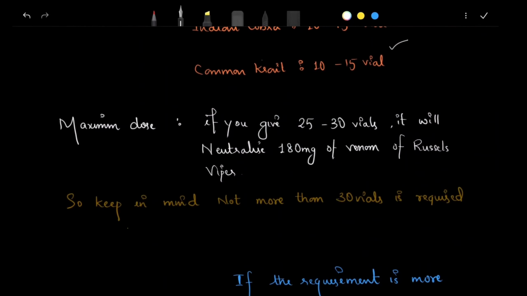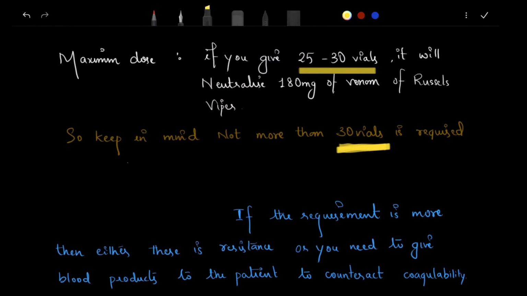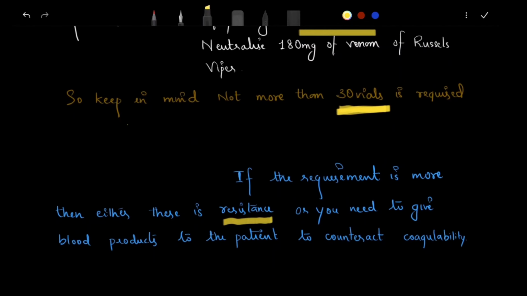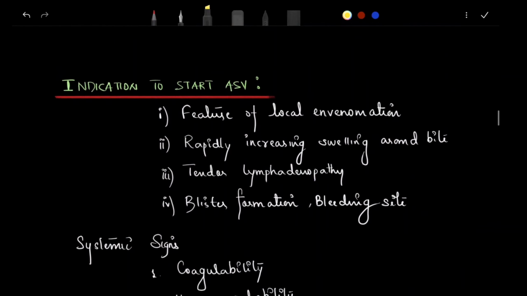Next, the maximum dose is mostly 25 to 30 vials. Usually 10 vials are enough. 6 to 10 vials are enough. But sometimes, if the inflammation or systemic signs and symptoms persist, we give more vials. It should not be more than 30 as a dictum. If at all the patient requires more vials, that means the patient is resistant to the ASV, or at that time we should give some blood products to counteract the coagulopathy, like fresh frozen plasma, FFP, and cryoprecipitate.